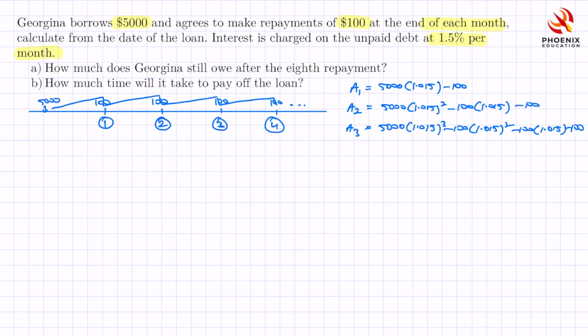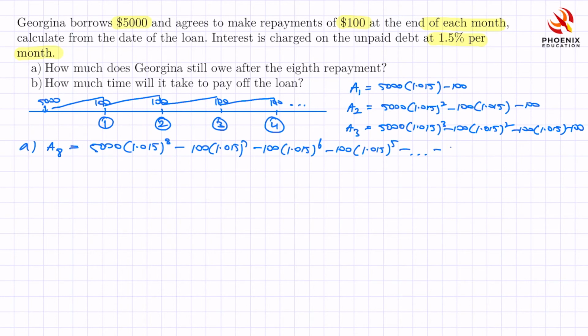So that means we can follow the pattern and extrapolate it to find the balance after the 8th repayment and answer part A. So we'll have 5,000 times 1.015 to the power of 8, since this power needs to be the same as the period. Then we'll have minus 100 times 1.015 to the power of 7, since it's one less than the term that we're looking at, which is the 8th term. Then minus 100 times 1.015 to the power of 6, then minus 100 times 1.015 to the power of 5, and all the way down to minus 100 for the latest repayment. We don't have to write all the terms since we'll be using the geometric series formula to evaluate this series.